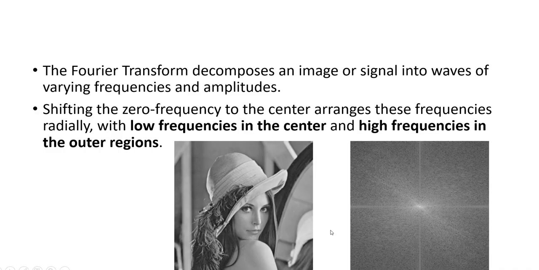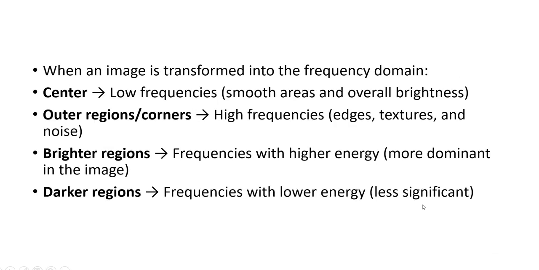So this particular image has a lot of edges, as you can see, and because there are a lot of edges, there are a lot of transitions from 0 to 255. So it's a high frequency image. A high frequency image will have more of black outer regions and lesser of the center white bright region. So brighter regions are the frequencies with higher energy. Those will be more dominant in the image.